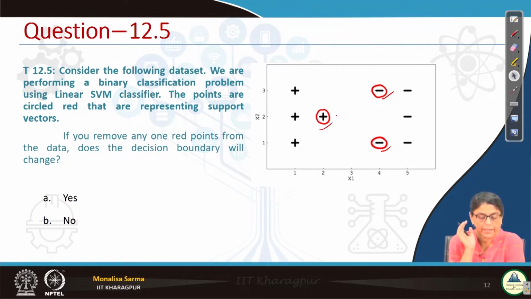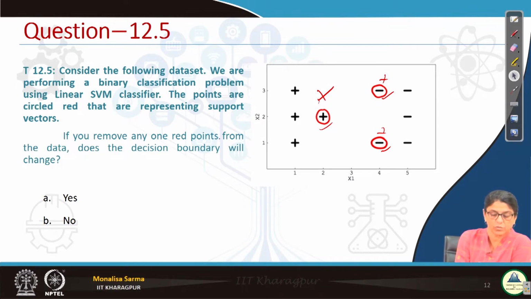If I remove any one red point from this data, if I remove this, or this, or this, does the decision boundary change? Yes. The answer to this is yes, because the support vectors decide the decision boundary. If I play around with the support vector, definitely my decision boundary will also change. So does the decision boundary change if you remove any one red point? Answer is yes.